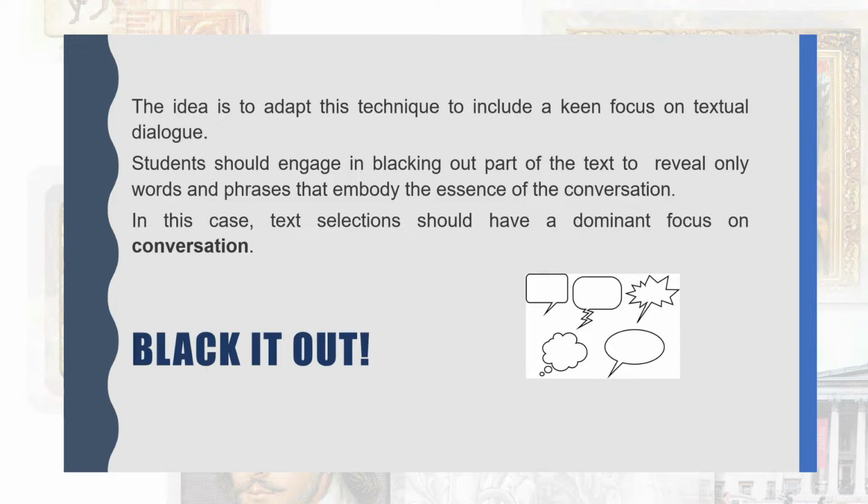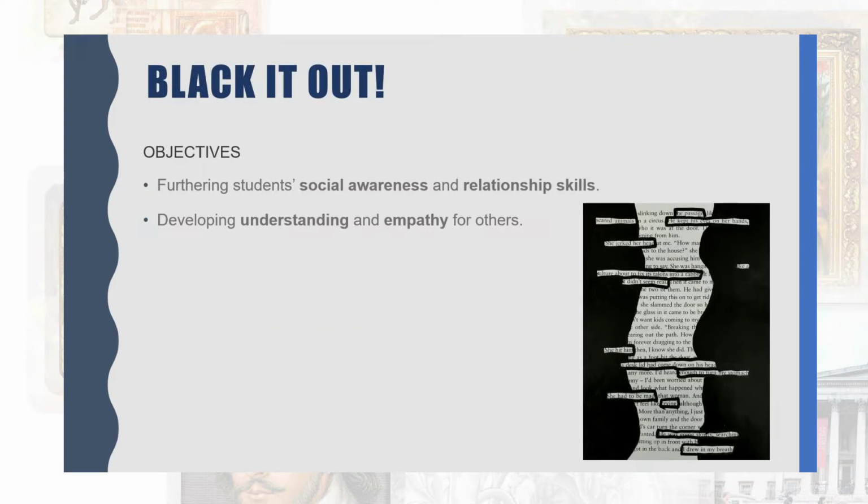And then at the end of this activity, they should read through the text again with their partner, and this time have them read only the words and phrases that remain exposed. So in this way, they should develop their relationship skills. They can develop a greater sense of understanding and empathy for others. And they engage in literature in a way that helps them understand what others are trying to say.